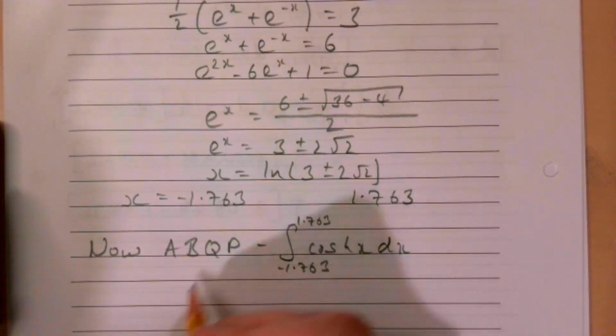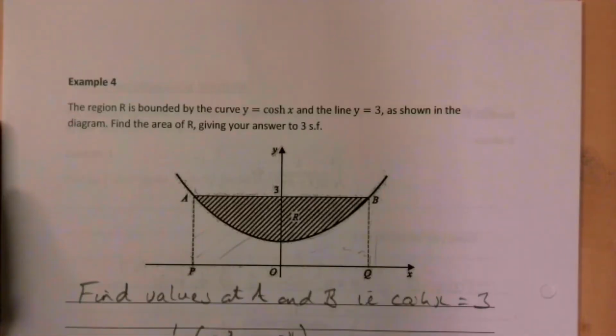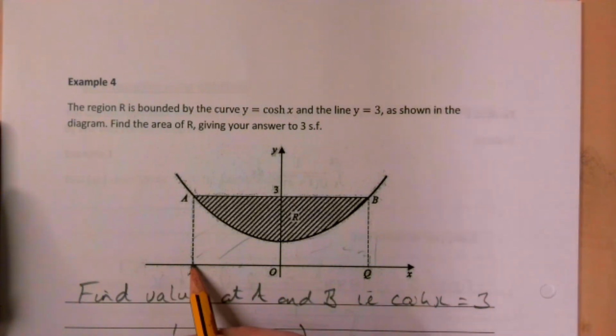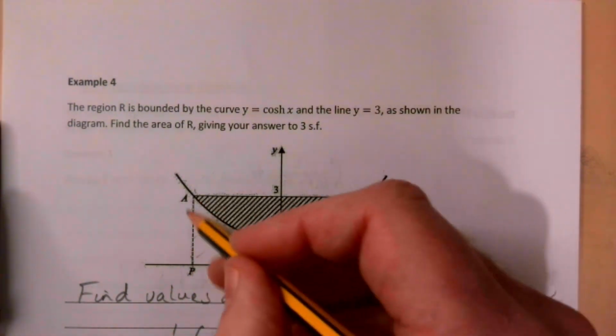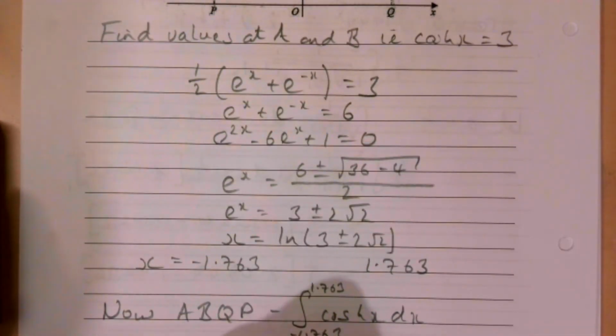So area of this, that's quite easy. That's 1.763 there, minus minus 1.763, so it's 2 times that gives me 3.526, and then times by this to get the area of the rectangle. So it's going to be 3 times 2 upon 1.763. Hope you're happy enough with what I've done there.